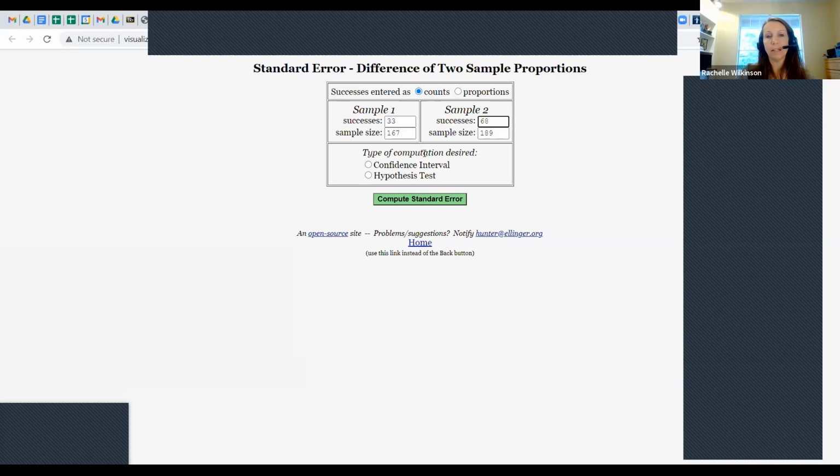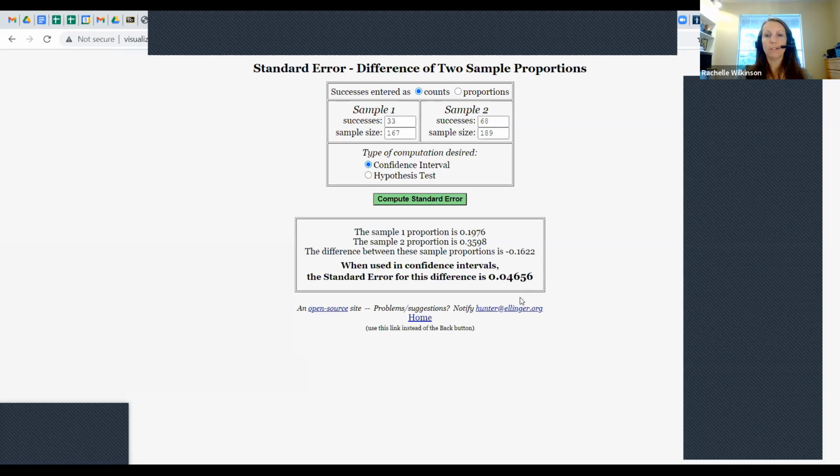All right, then you have to tell it whether you're doing a confidence interval or a hypothesis test. So we're doing a confidence interval, and then you click on compute standard error, and look how much faster that was than plugging all those numbers into your calculator. That was pretty fantastic, right? All right, so this is the number that I would get for my standard error, 0.04656.